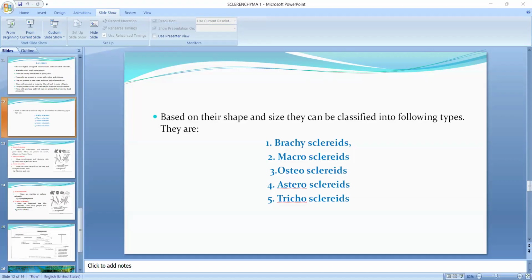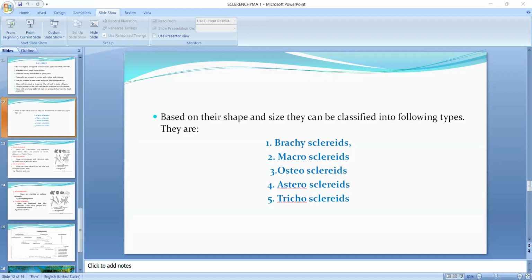Brachysclereids. See here, you observe that the cells are isodiametric and occur in the cortex and phloem of stems, for example Cinnamomum, and in the flesh of some fruits, for example Pyrus. These are also called stone cells. They are isodiametric and resemble parenchyma, present in the cortex, phloem, and flesh of fruits.